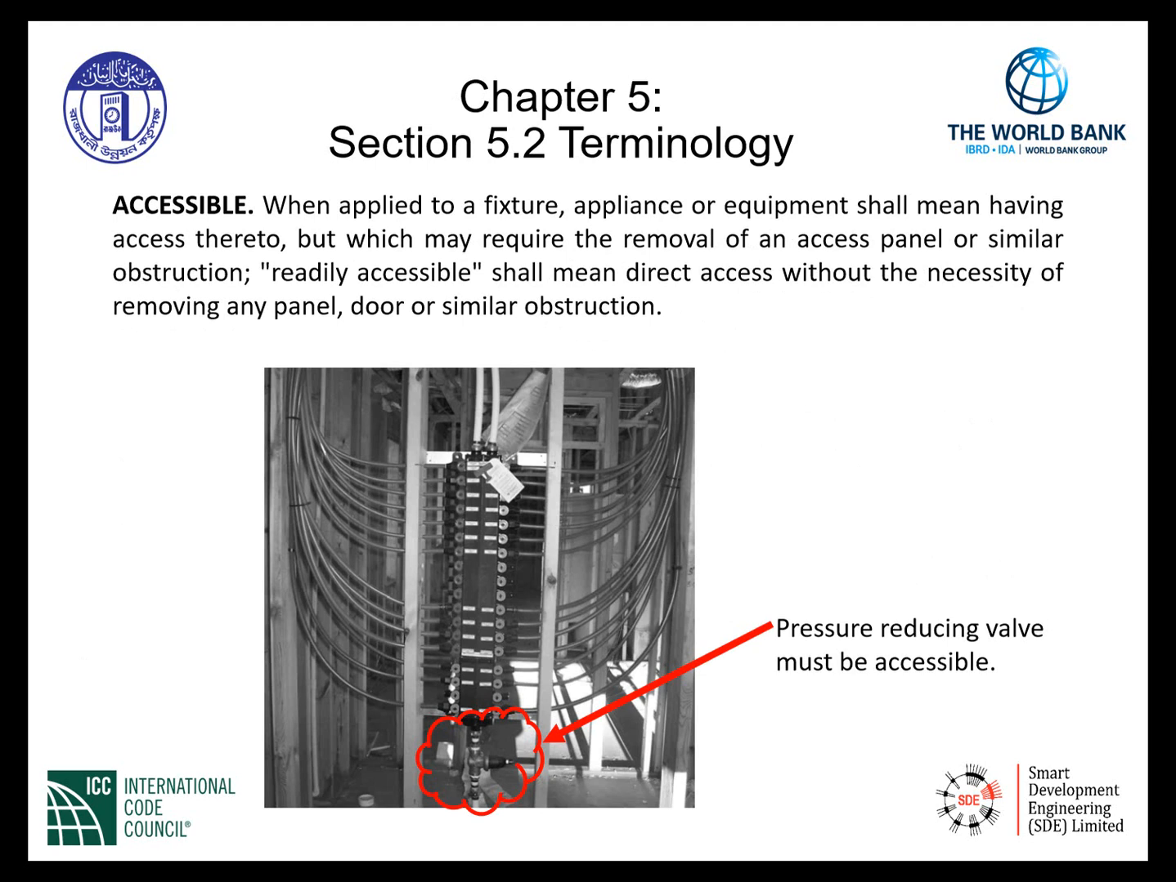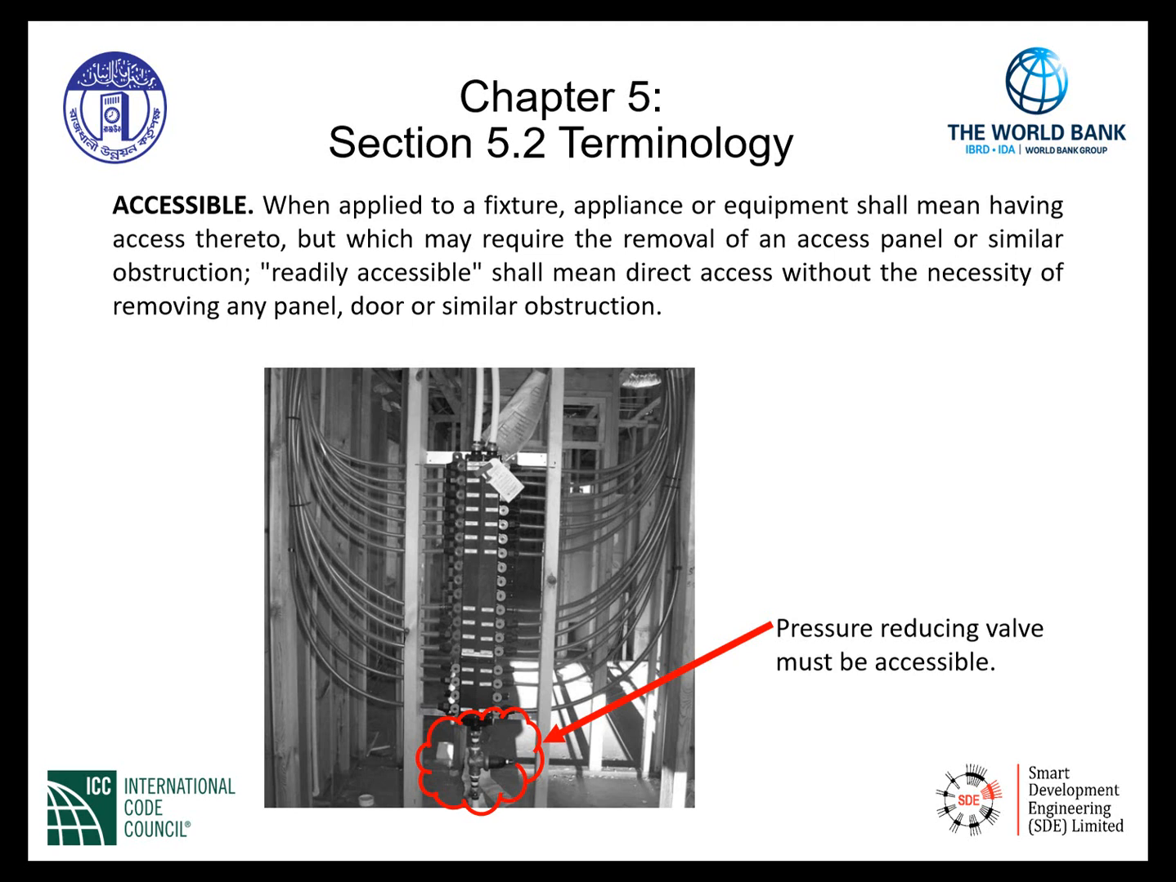Our first term that we're going to study is the term accessible. And accessible has a very specific meaning. The definition of accessible is as follows. When applied to a fixture, appliance, or equipment shall mean having access thereto, but which may require the removal of an access panel or similar obstruction. Readily accessible shall mean direct access without the necessity of removing any panel, door, or similar obstruction.